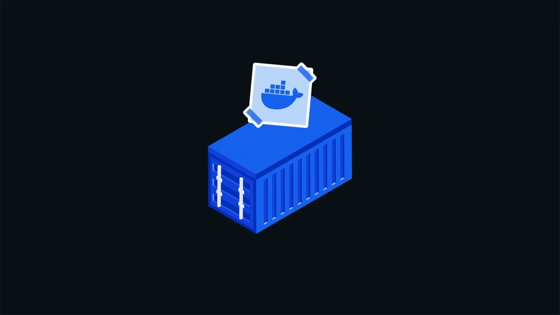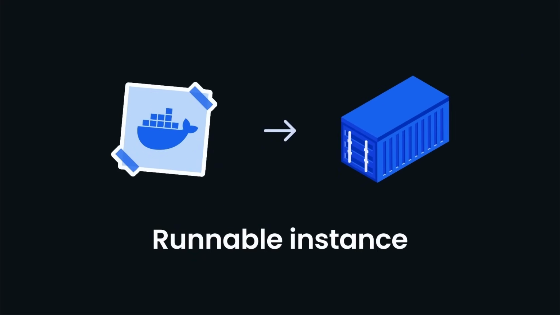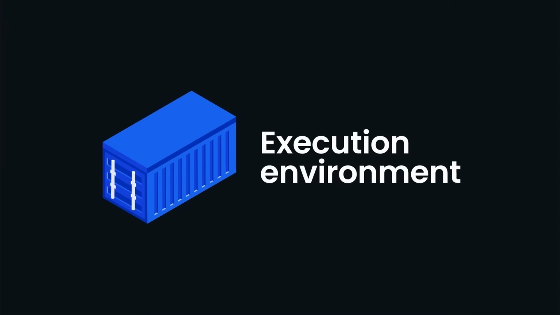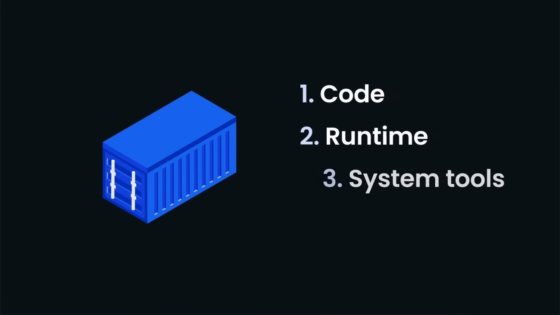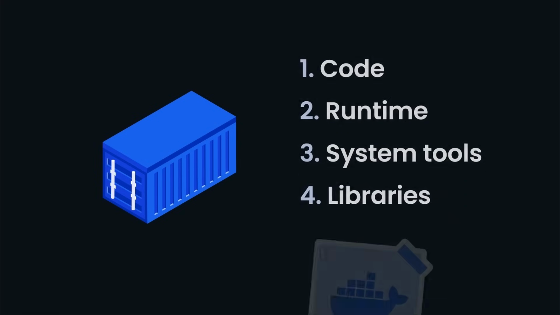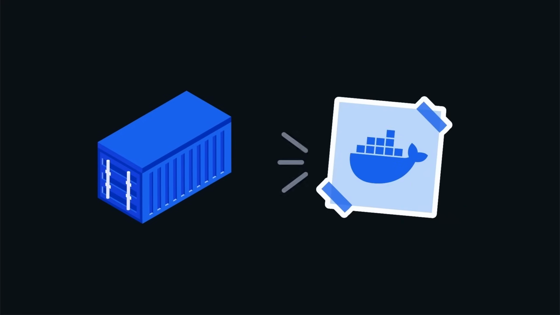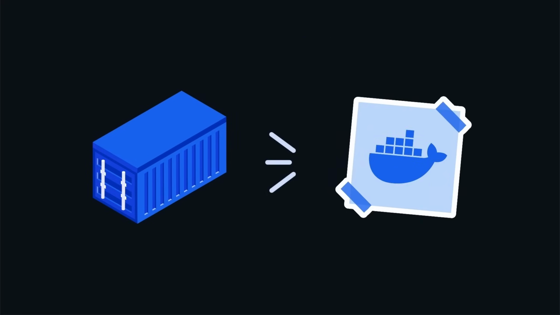A Docker container is a runnable instance of a Docker image. It represents the execution environment for a specific application, including its code, runtime, system tools, and libraries included in the Docker image. A container takes everything specified in the image and follows its instructions by executing necessary commands, downloading packages, and setting things up to run our application.